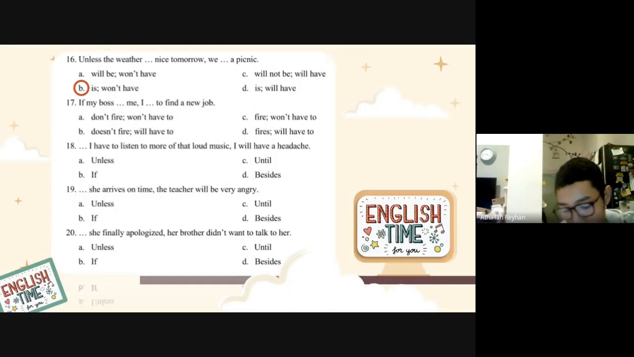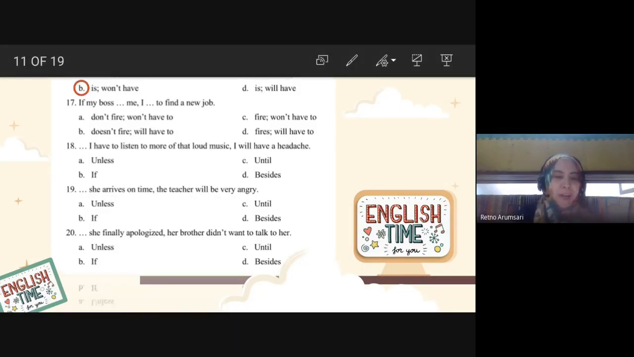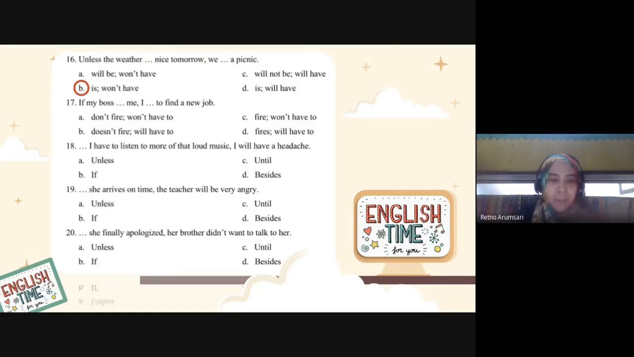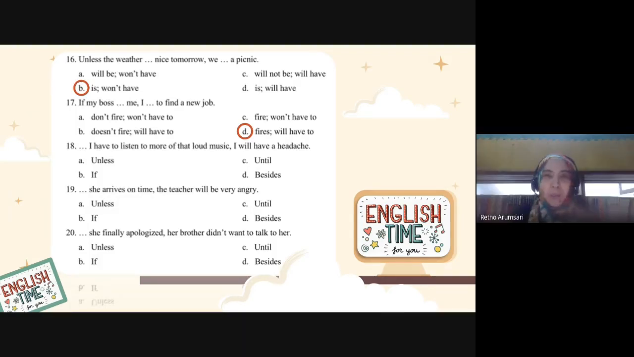If my boss fires me, I will have to find a new job. That's right. If my boss fires me, I will have to find a new job, because my boss is the same as he or she. That's why you need to use an S after the verb. Okay? Welcome back, Kenzie. Now, Ben Omar.